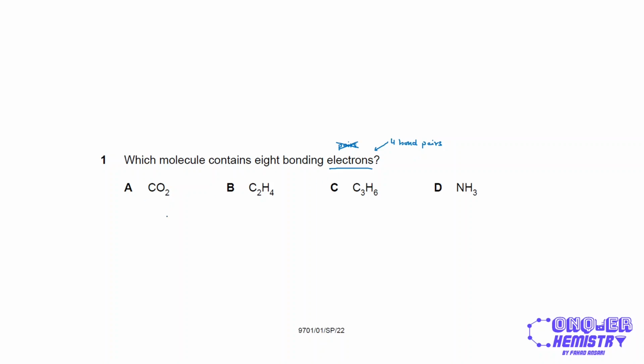So let's look at all of these structures, starting with option A. So carbon is bonded to the 2 oxygen atoms using double bonds. Now you can see over here we have 4 bond pairs, and that means 8 bonding electrons. So 2 bond pairs over here, 2 over here. So that's 2 plus 2, that gives us 4 bond pairs. And that means 4 times 2 is 8 bonding electrons. So option A is correct, and I don't need to go further to confirm from the other options.